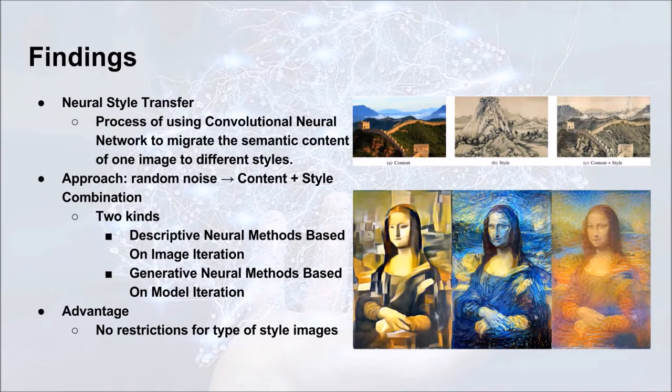These methods fit into one of two categories. The first category, descriptive neural methods based on image iteration, transfers the style by directly updating pixels in the image, while the second category, generative neural methods based on model iteration, first optimizes the generative model and produces the styled image through a single forward pass. The biggest advantage of the algorithm is that it does not have restrictions for the type of style images, which has been the biggest limitation of previous approaches.